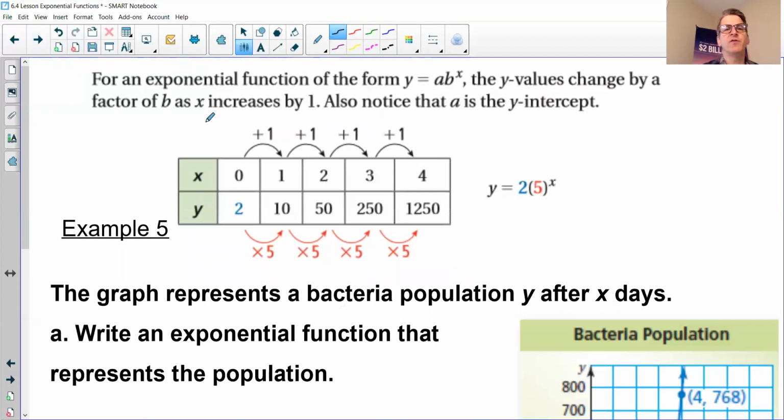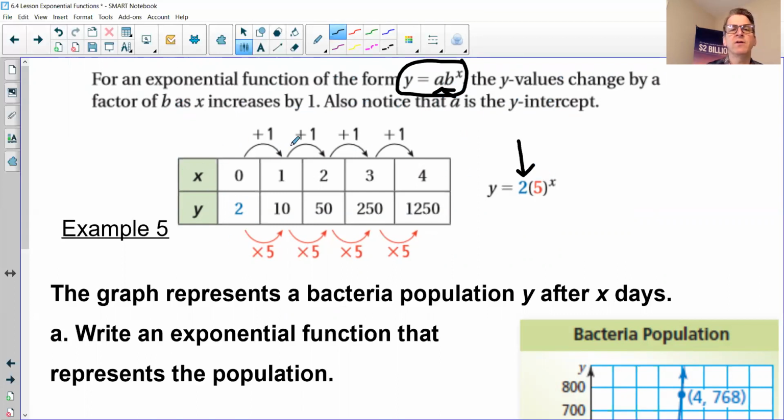So for exponential functions of the form y is equal to a times b to the x, the y values change by a factor of b as x increases by 1. Also notice that a is the y-intercept. We've had this before with geometric sequences when we were preparing for the MCA test. The y-intercept is this 2. So 2 times 5 raised to x for this example here.